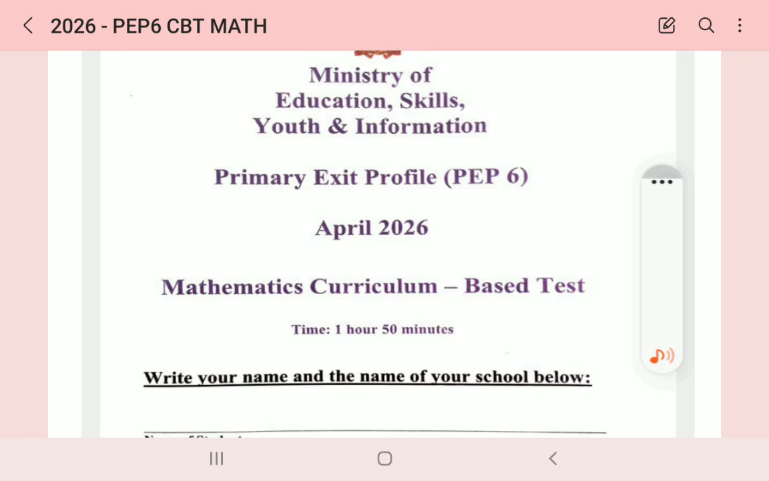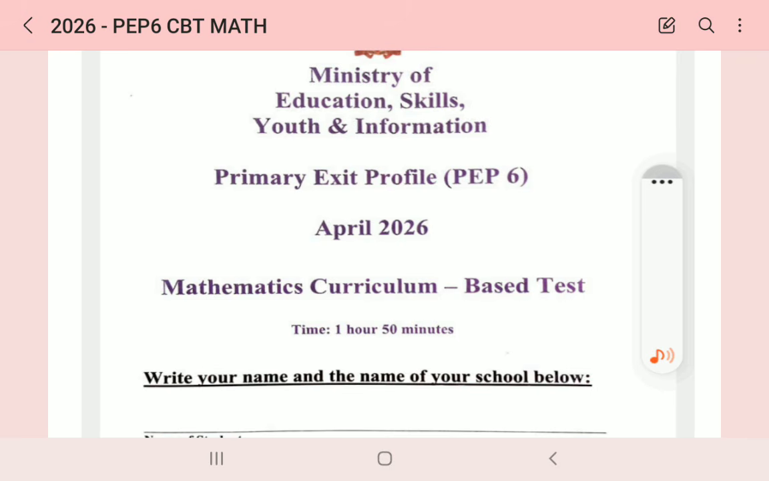Now, this is the primary exit profile exam for PEP 6, which was done in 2026. That's April, and it's the mathematics curriculum-based test. Some will say CBT. So let's look at the solution. You may be looking for answers to the 2026 maths paper. You may be looking for PEP 6 2026 answer videos, whichever it is, whatever it is.